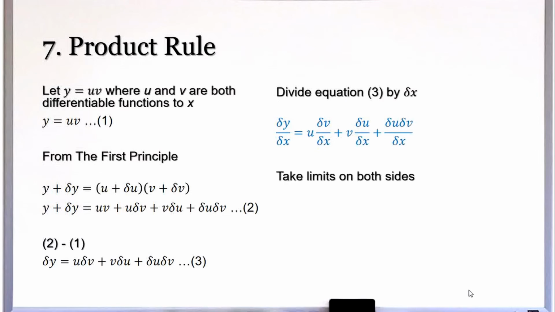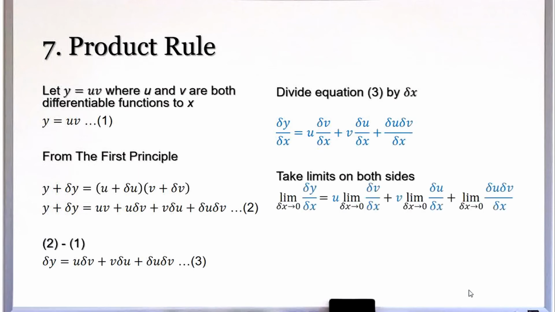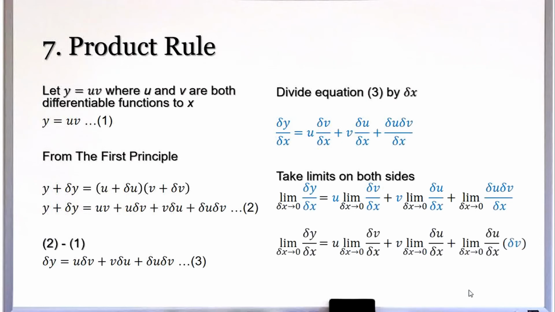And now we take the limit on both sides. We will take the limit as delta x approaches 0 so that it will fit our definition of the derivative. So you can see we actually use the constant multiple rule here for u and v. We just take u and v as constants and we put them out. And for the last term, we just pull out the delta v and put it at the back.